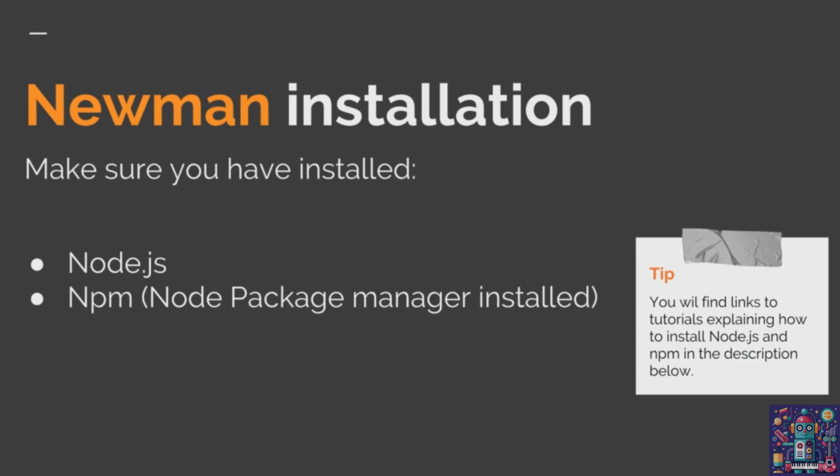Now, in order to install Newman on your own machine, you need to have two things installed already. So you need to have installed Node.js and NPM, that is the Node Package Manager. What Node.js offers you is this runtime environment where Newman can run. And if you do not have them installed on your machine, you will not be able to use Newman.